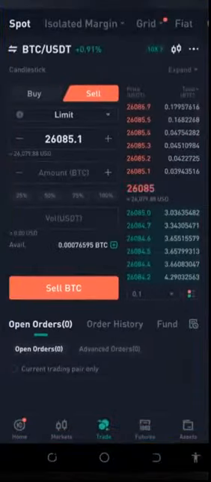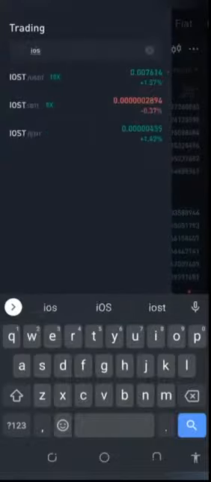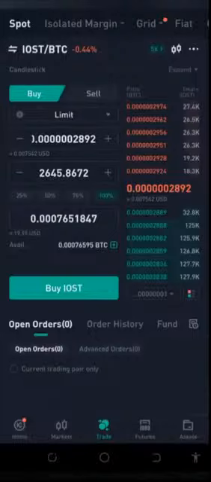And the next thing we need to do is to quickly rush down to IOST BTC. Okay, IOST BTC, where art thou? Okay, this is it. Let's go ahead and see. We want to buy this. So let's see how much we can get. We've got 2645. Remember, that's exactly what we got the other time.